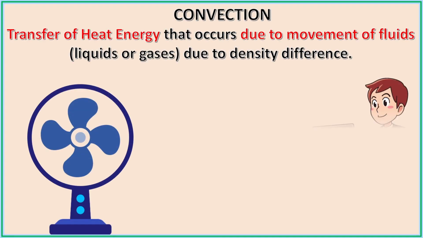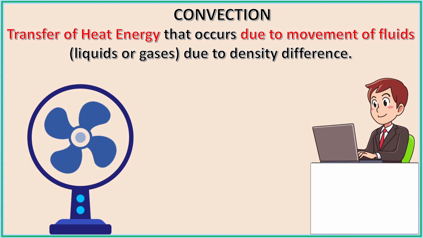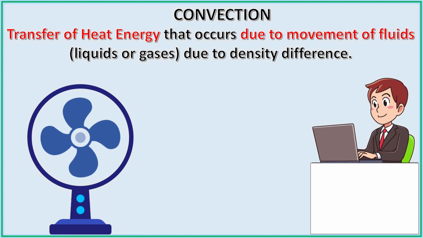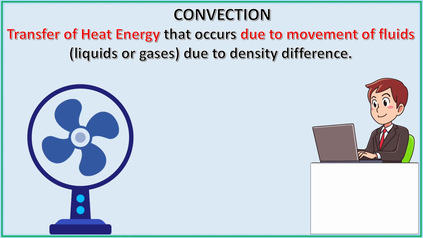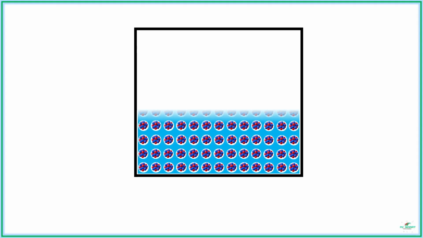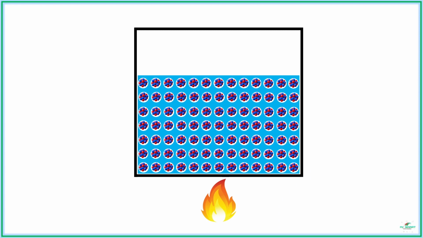Convection is a mode of heat transfer in which the transfer of heat energy occurs due to movement of molecules of fluids, due to density difference. For demonstration, we can take a container and fill it with some water. When the container is heated, the water molecules that are in direct contact with the container get heated.